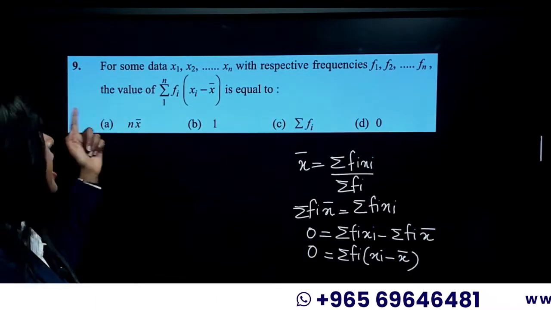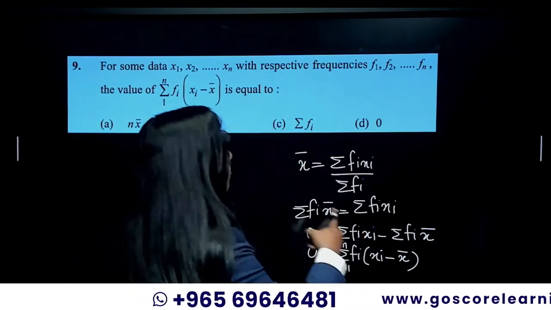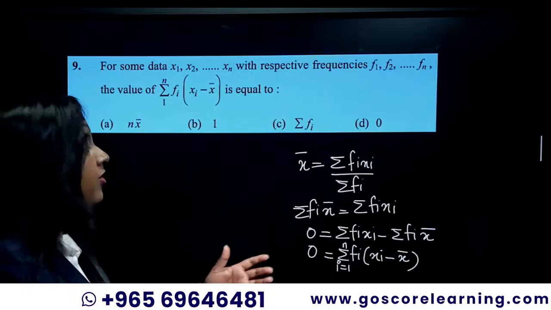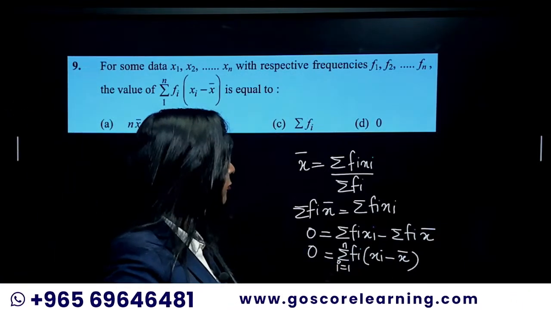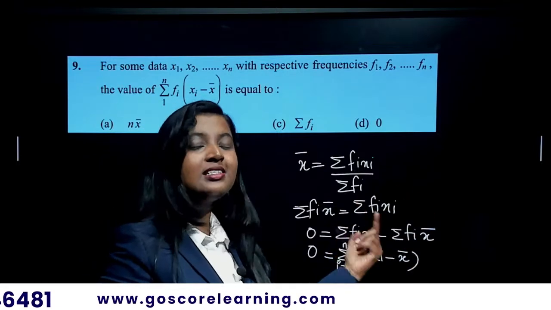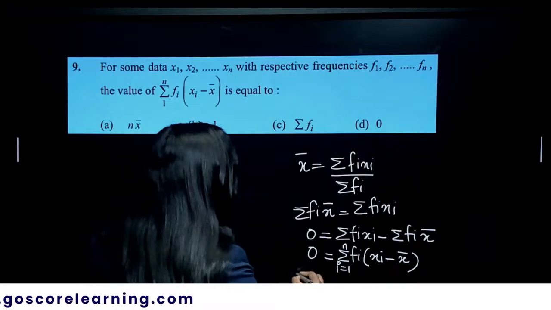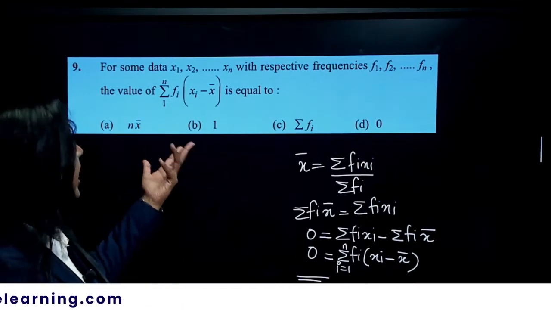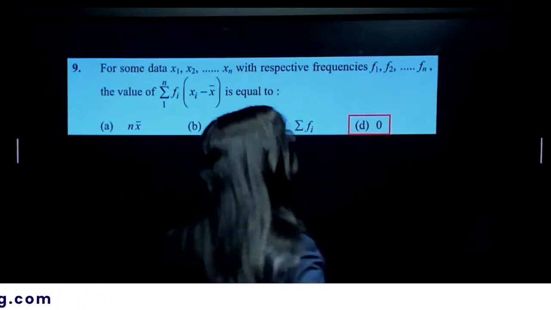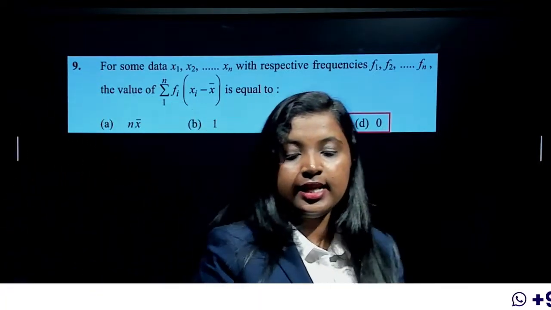So sigma i is equal to 1 to n, meaning i is varying from 1 to n, because it can be f1 into x1 minus x bar, f2 into x2 minus x bar. That is the meaning of i equal to 1 to n. So this is equal to 0. What is our answer? The answer is 0. Option D is the correct answer. I hope you all got the correct answer.